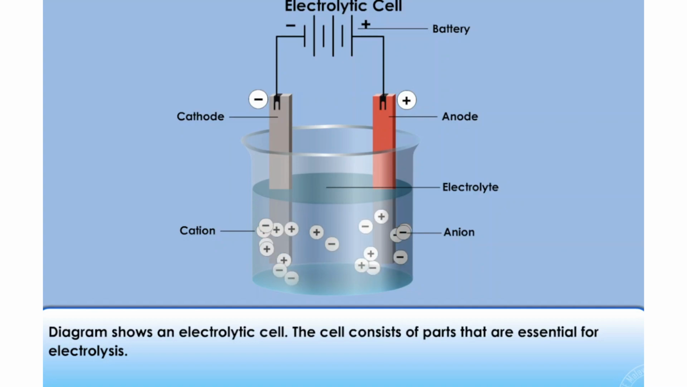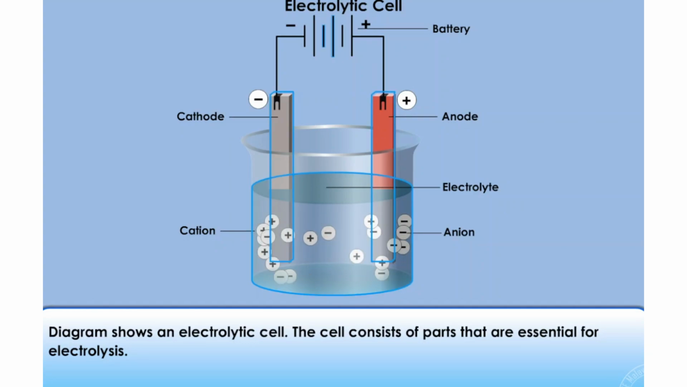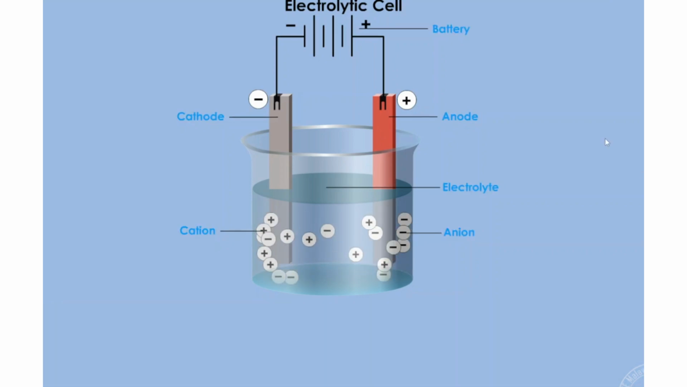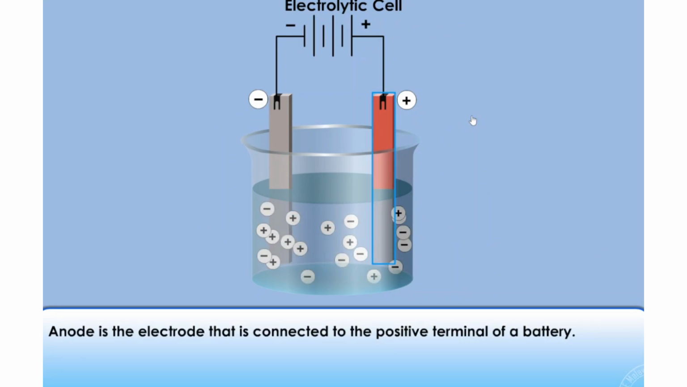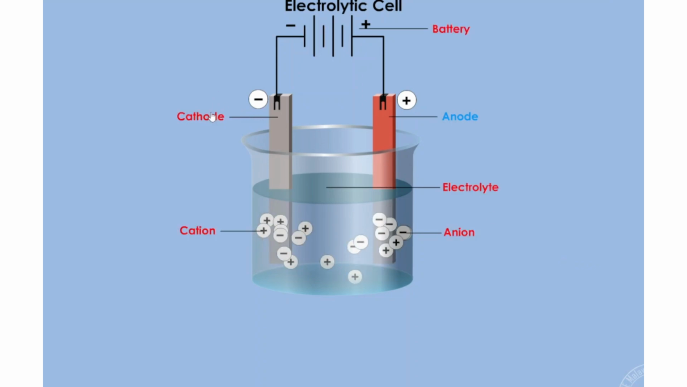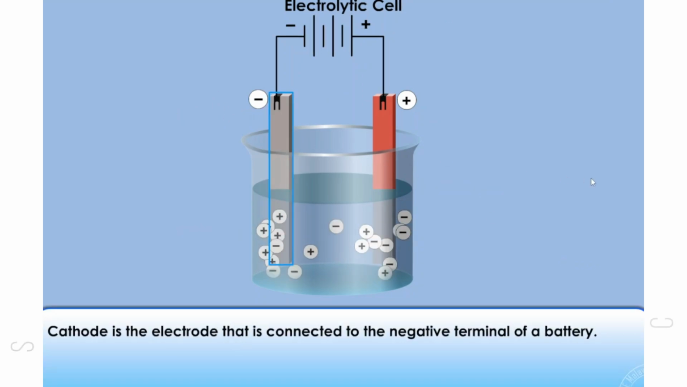Diagram shows an electrolytic cell. The cell consists of parts that are essential for electrolysis. Carbon is normally used as electrode. Learn in more detail about the parts in an electrolytic cell by clicking on the labels. Anode is the electrode that is connected to the positive terminal of a battery. Cathode is the electrode that is connected to the negative terminal of a battery.